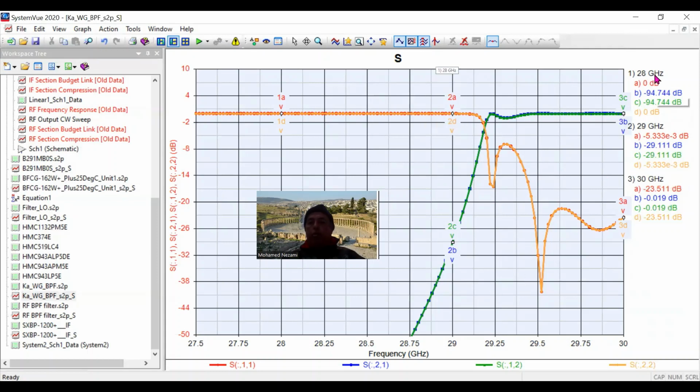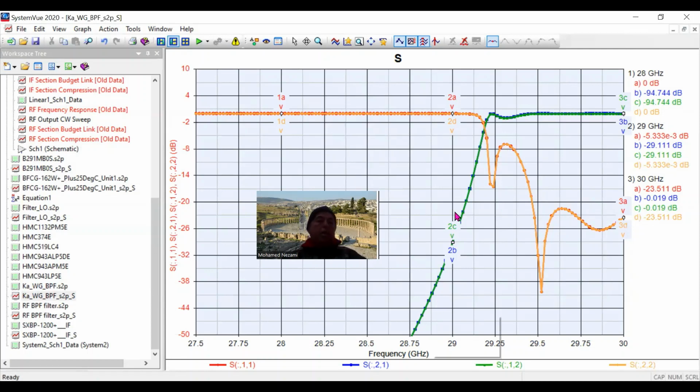No, I'm sorry. The LO is 28 gigahertz. 28 gigahertz is down here, way down here, right here. And that's at around minus 94 dB of attenuation. So you can't really get this kind of filter response from any printed technology. So you have to have a waveguide filter to do that.